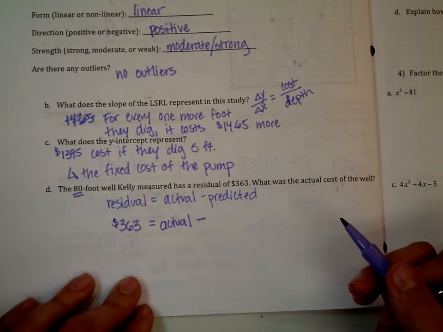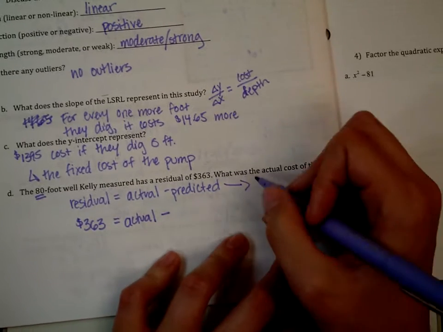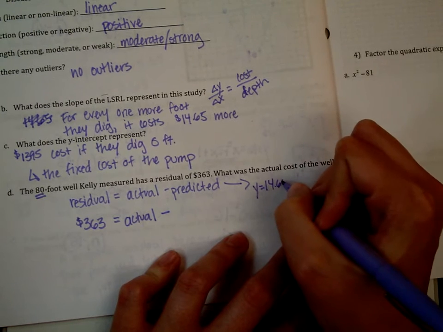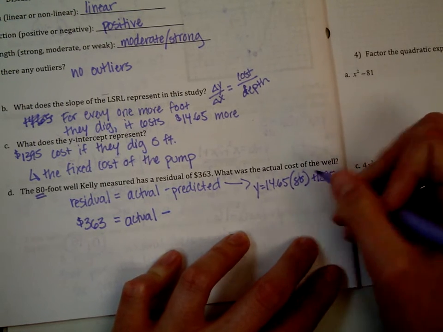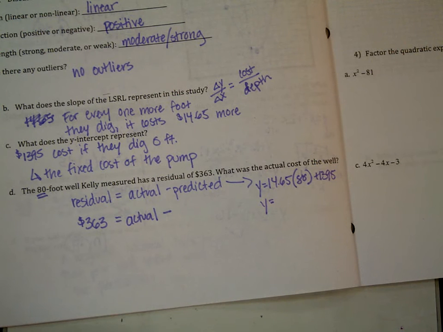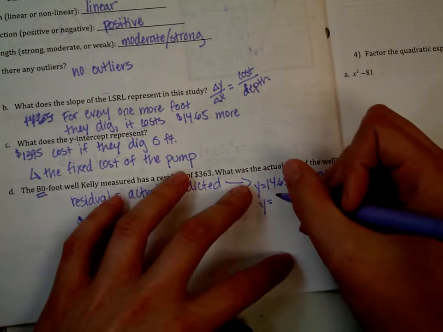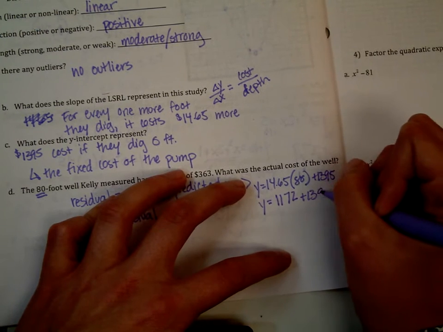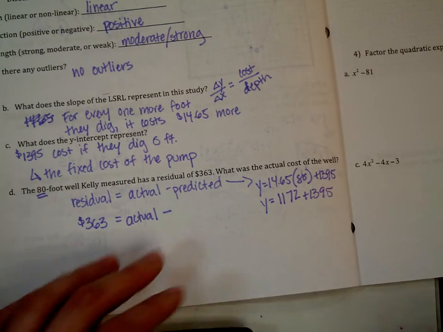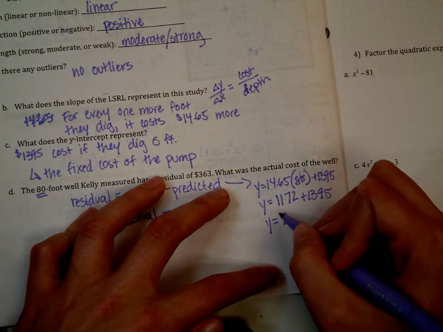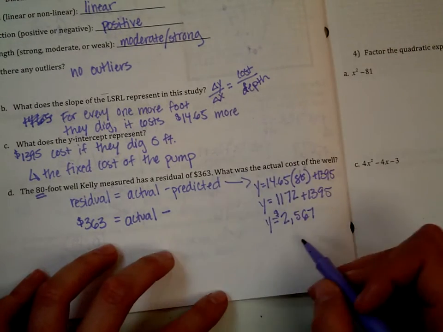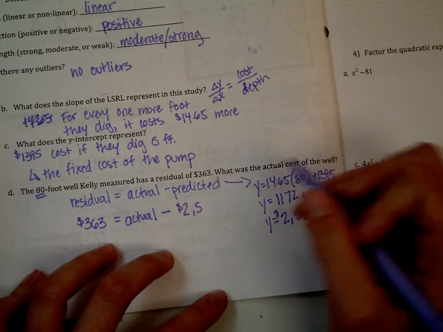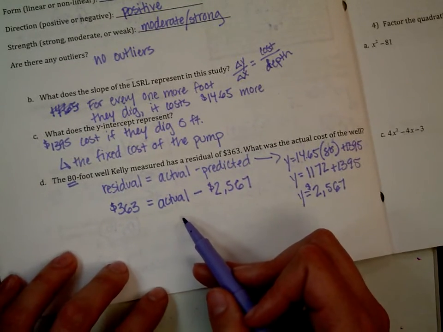If it was an 80-foot well, we can find the predicted cost by plugging it into our equation. So y equals 14.65 times 80, because we want to dig 80 feet, plus 1395. 14.65 times 80 is 1,172, plus 1395 equals 2,567. So the predicted cost was $2,567. Then we just solve this equation to find the actual cost.